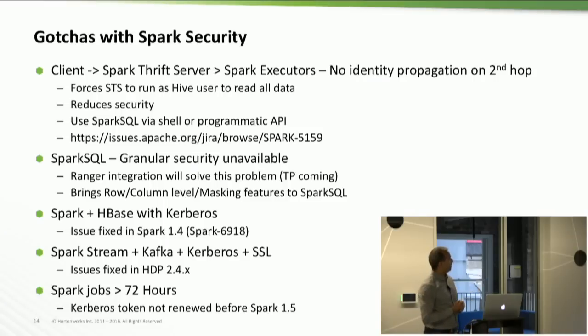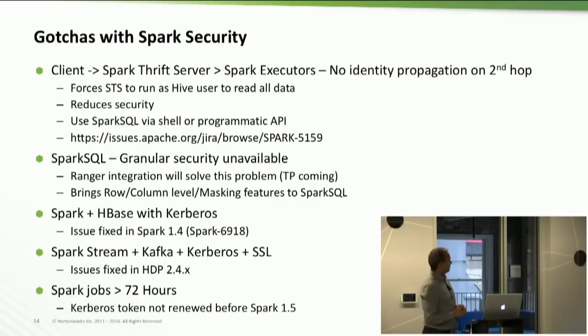So first, be aware that this is an issue. The workaround would be to use Spark SQL via the shell or the programmatic API, and in that case, the identity is propagated. But this won't work if you're trying to put a BI tool on top of Spark SQL. So that's the problem. I'll skip the second bullet because I have 2 more slides that talk specifically about that.